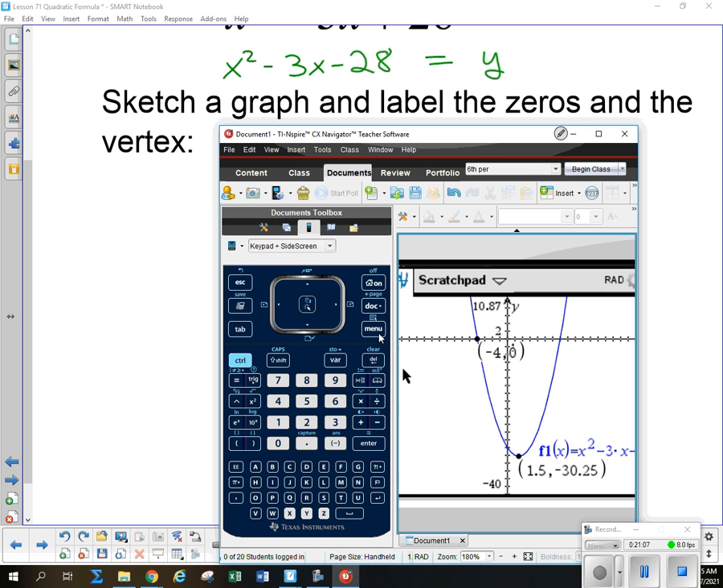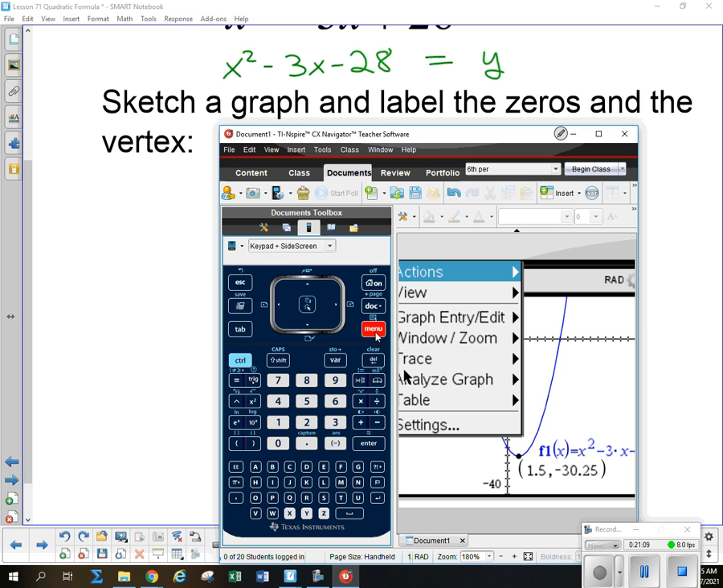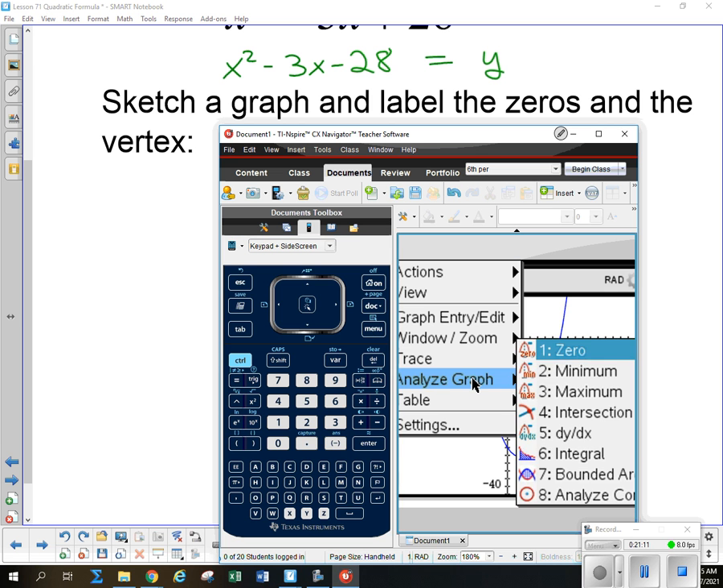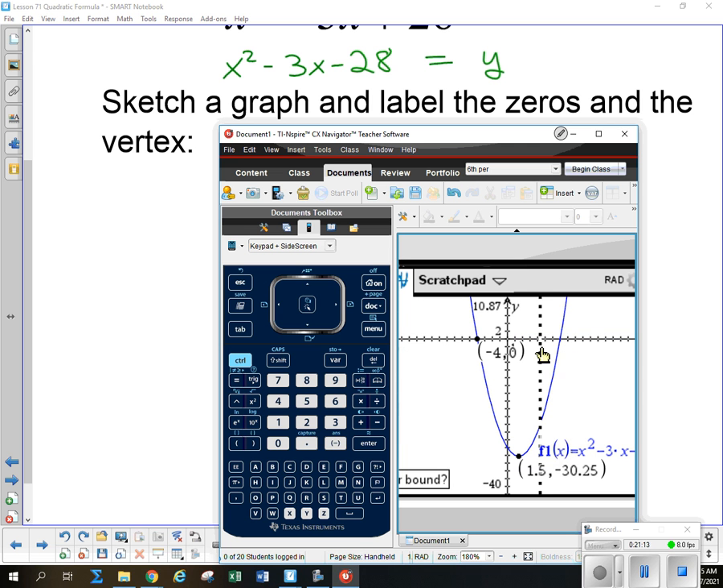Then I'm going to do it again to get the other zeros. So menu, analyze graph, zero, go to the left and the right of it. And it says, oh, if x is 7, y is 0. 7 makes the equation come out to be equal to 0, which is what we wanted when we solved the problem.